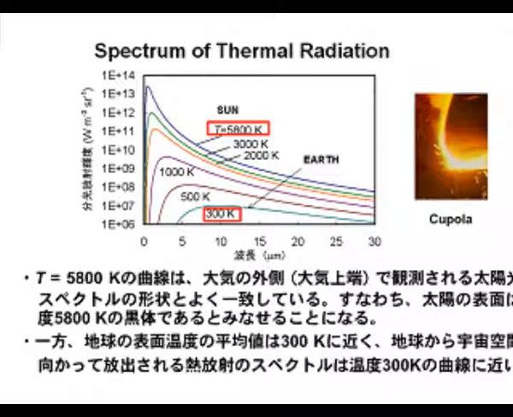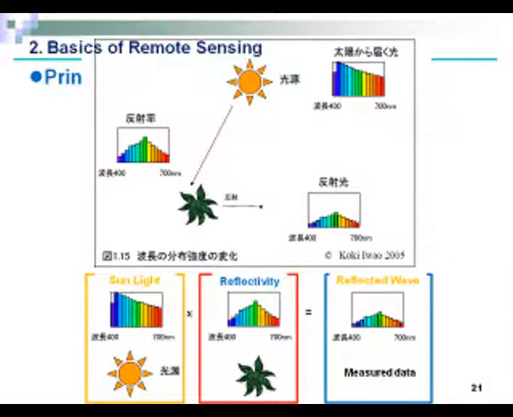But on the other hand, in the case of Earth, this is a cold planet. We have just 300 Kelvin, maybe 27 degrees centigrade or something. So the peak is around here, at very long wavelengths rather than sunlight.